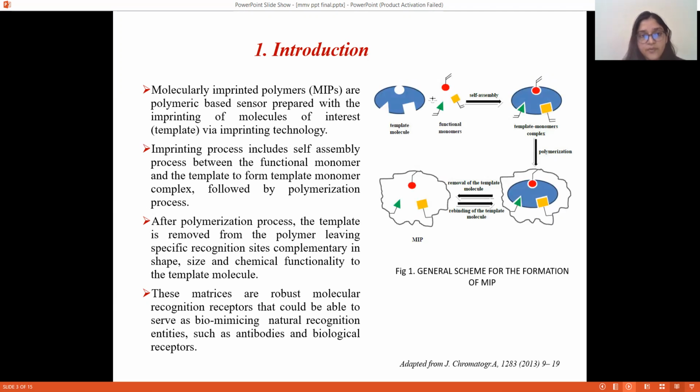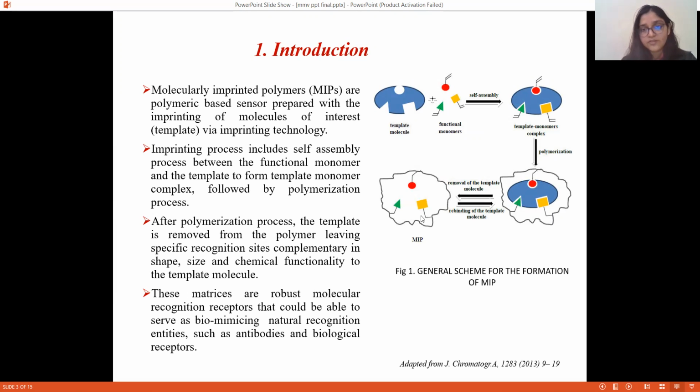Molecularly imprinted polymers are polymer-based sensors prepared along with a template using functional monomers. The imprinting process includes a self-assembly process between the functional monomer and the template molecules to form the template-monomer complex. After that, the polymerization is carried out to form the polymer from the monomer around the template molecule. After polymerization, the template is removed from the polymeric matrix, leaving behind the specific recognition site complementary to the shape and size of the template molecule.